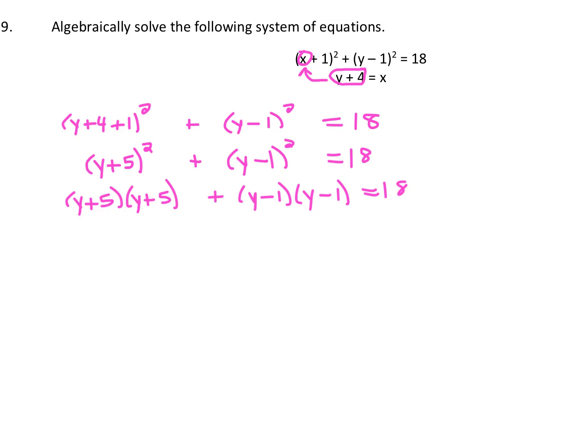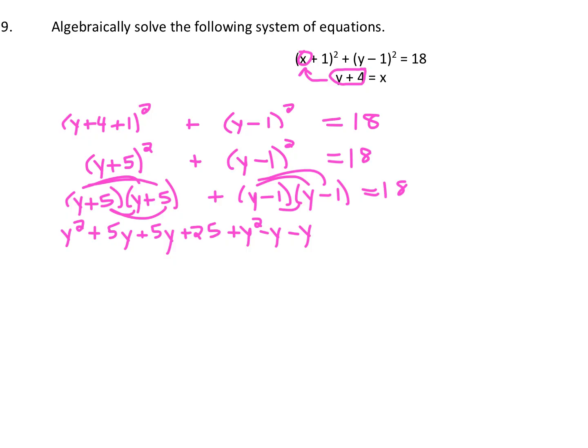Okay, so because both of these were squared, I wrote them out twice, and now I'm just going to double distribute. So y times y is y squared. Y times 5 is 5y. 5 times y is 5y. And 5 times 5 is 25. And then over here, y times y is y squared. Y times negative 1 is negative y. Negative 1 times y is negative y. And negative 1 times negative 1 is positive 1. Then I'll bring down the equals 18.